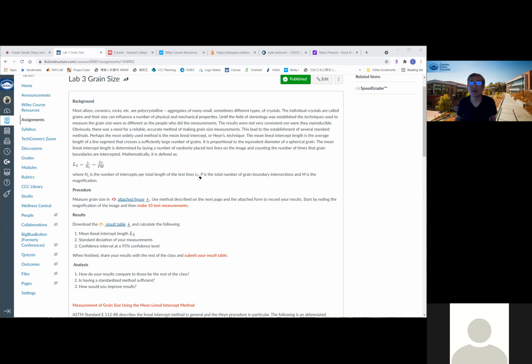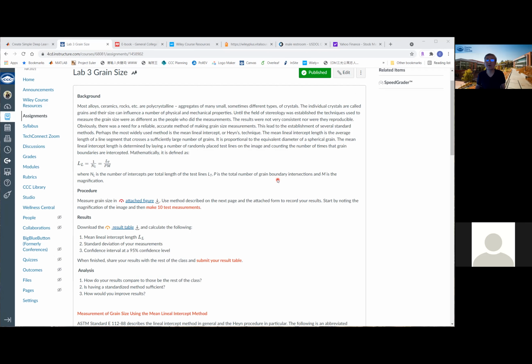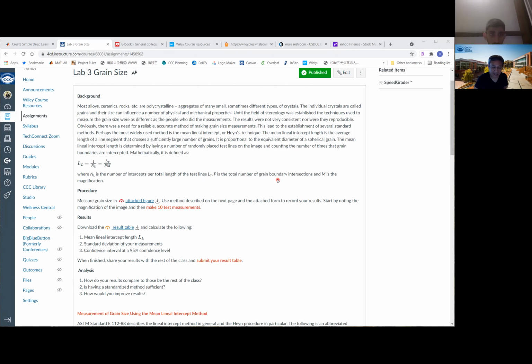The next thing you see is the P. So what is the P here? P is the total number of grain boundary intersections. And that is kind of a tricky part in this lab, because how do you know the intersection and how do you determine the intersection, which is the thing that we need to do for this lab.